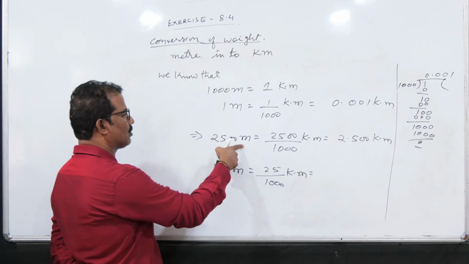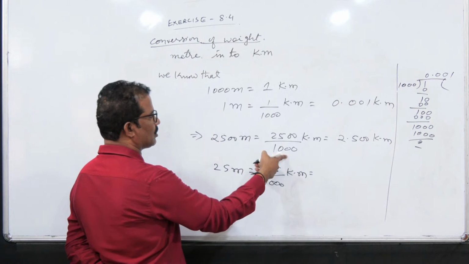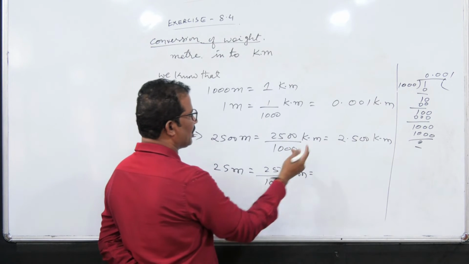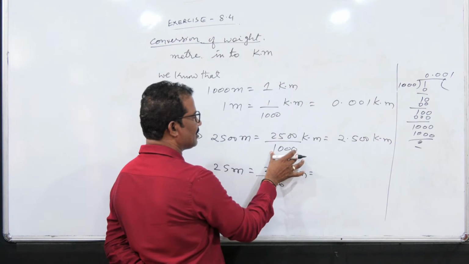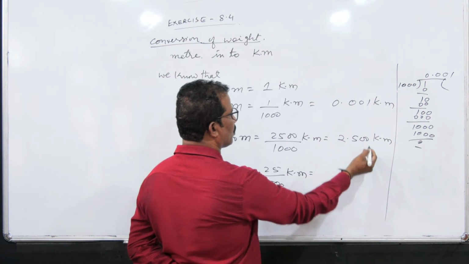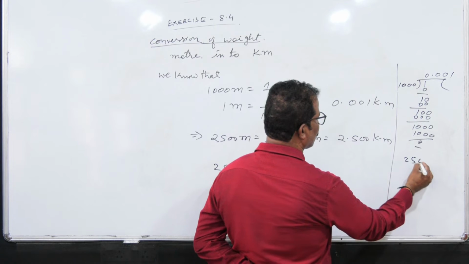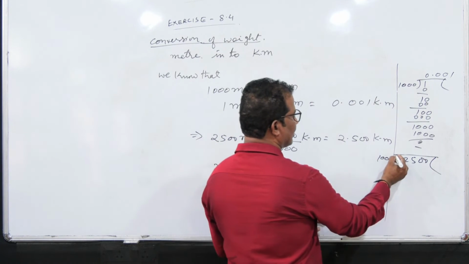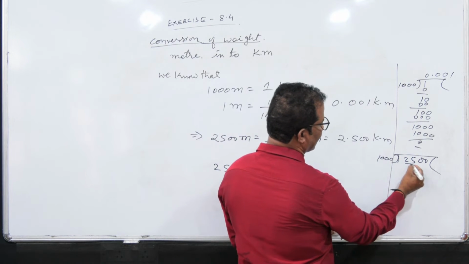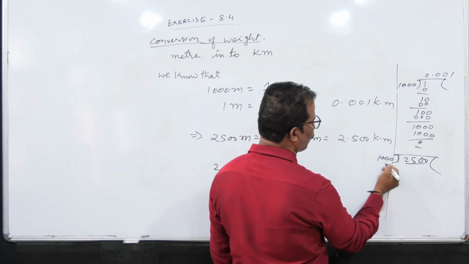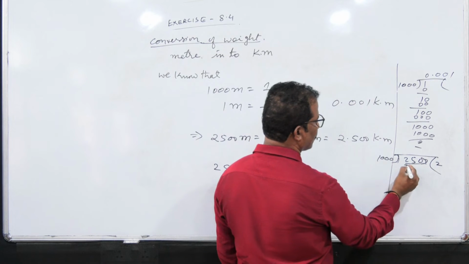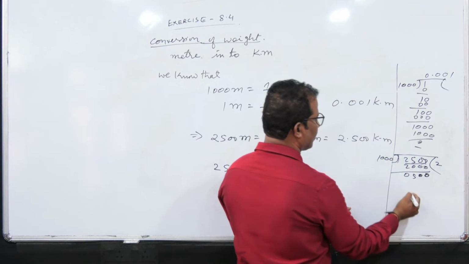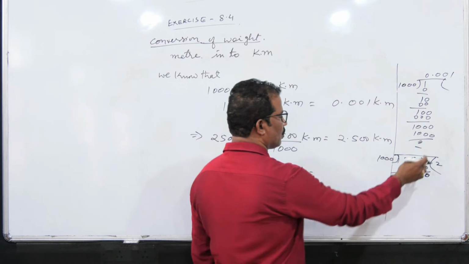If you want to convert into kilometers, we have to divide by how much? 1000 only. So 2500 divided by 1000, this meter will become kilometers. If you divide this 2500 by 1000, we will get how much? 2.500 kilometers. How is it, you can see here? 2500 divided by 1000. So 3 digits, and here also 3 digits are there. 1, 2, 3, and here 4 digits, 4 digits. So 1000 twos are 2000. How much do we remain here? 500 only. No number is there to come down.